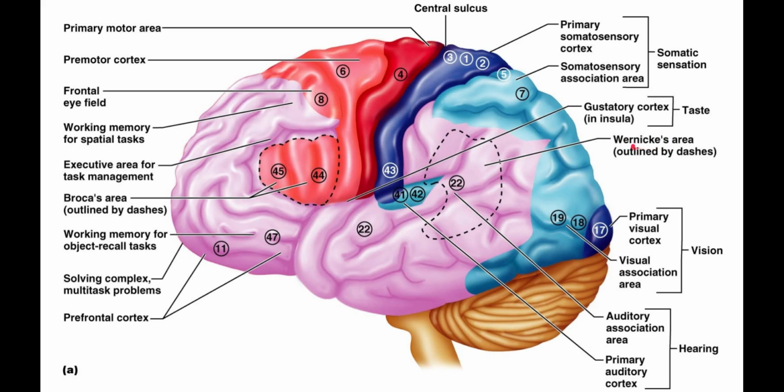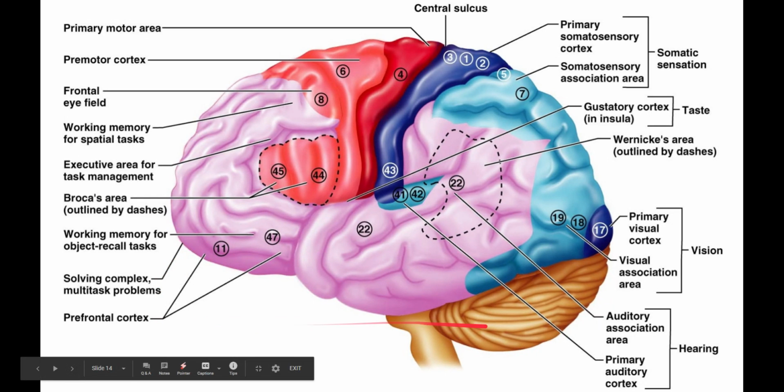And again, you can see just how many different things there are. You don't need to have like Broca's area. You don't need to be able to identify that or anything. This is just to give you an idea of what we're looking at here.